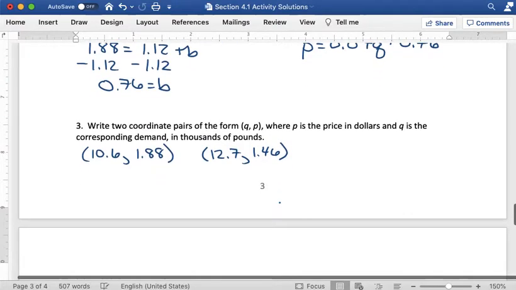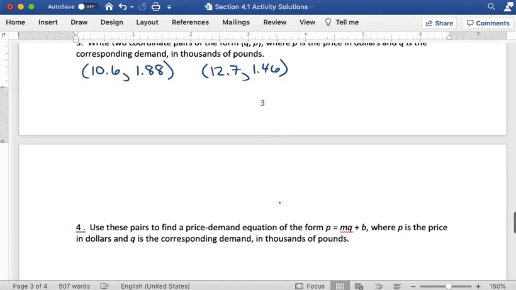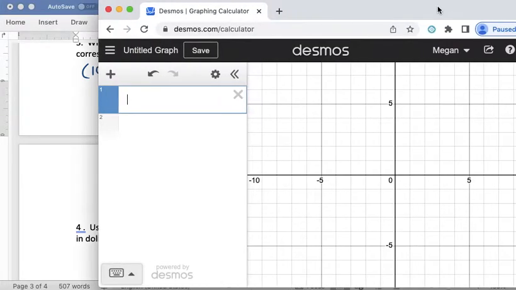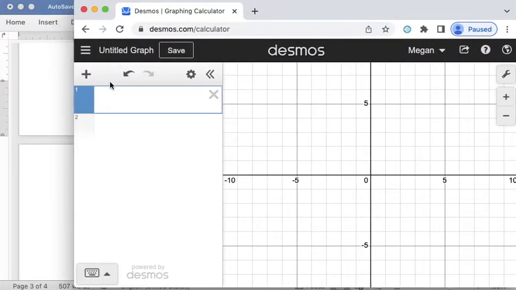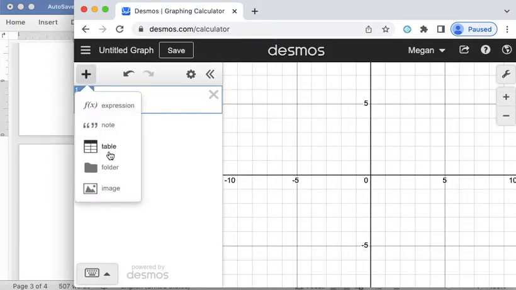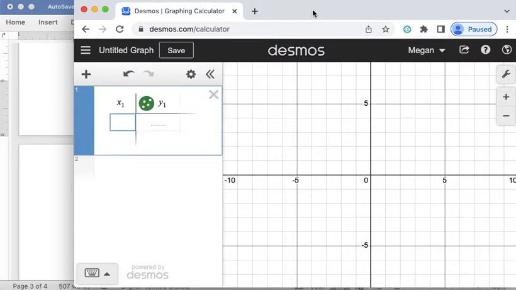Okay, and so now I want to use those 2 points to find an equation. So now I'm going to do it using Desmos, which is going to be a little bit faster. Again, you can do it this way if you like. If you would prefer to use algebra, that's totally fine. Whichever method you find easiest.